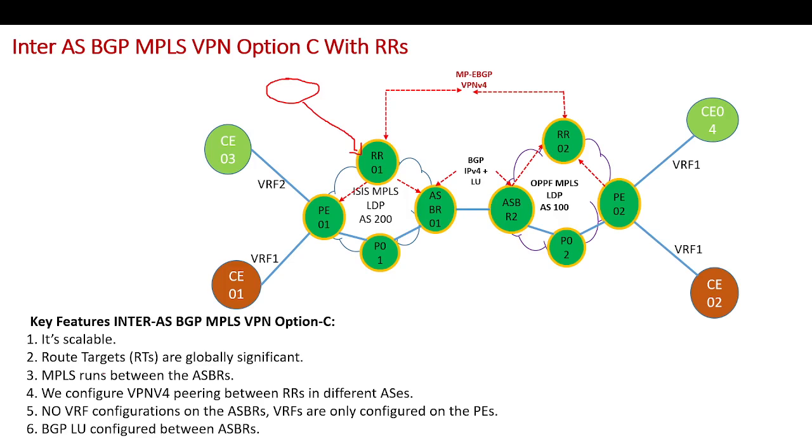So with this, you don't configure VRFs on the SBRs, you only configure VRFs on the PE routers. So this is just a quick look at how to achieve connectivity between different autonomous systems within the IPRAN network.